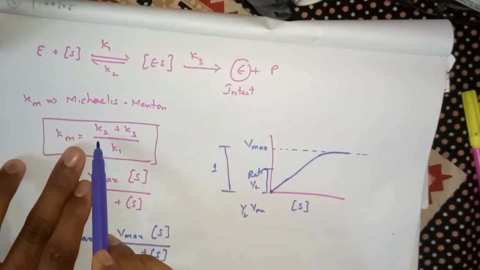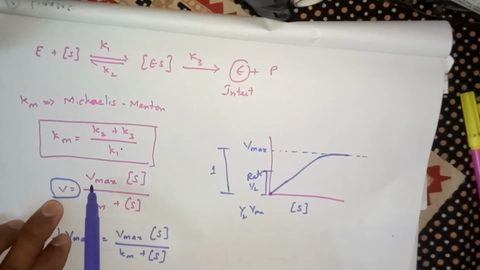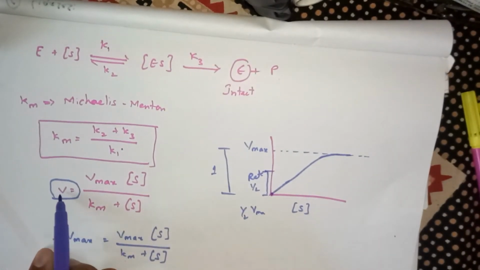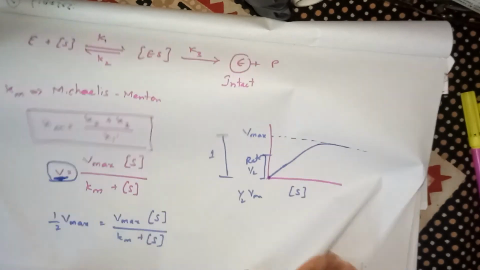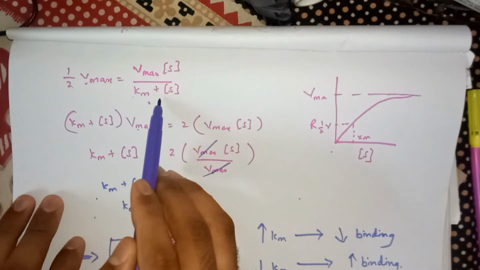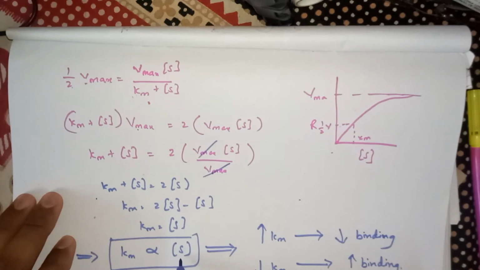Km value is equal to, the equation is K2 plus K3 by K1, and upon applying algebraic calculations we get V, that is measured velocity, is maximum velocity into substrate concentration by Michaelis-Menten's constant plus substrate. And in place of this V, when we assume it to be half, half Vmax is equal to this equation. Upon further simplification, the 2 goes here, this part comes here, Vmax gets cancelled, and finally we get Km is equal to this one.